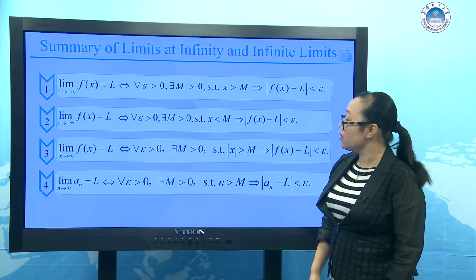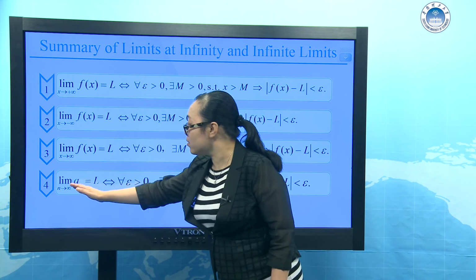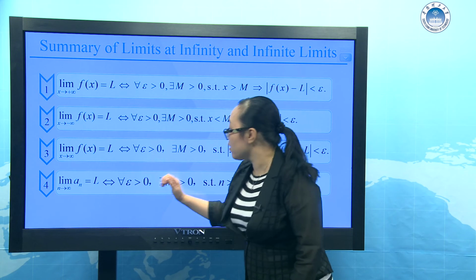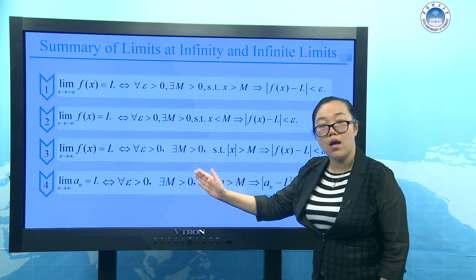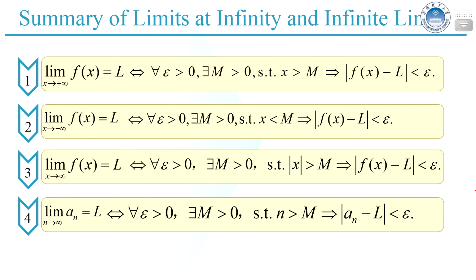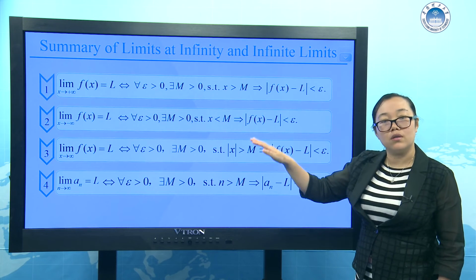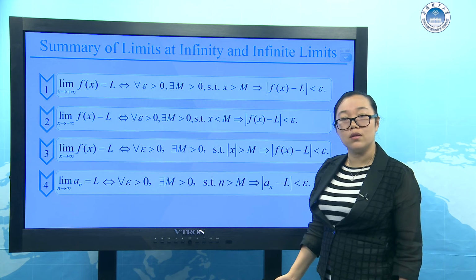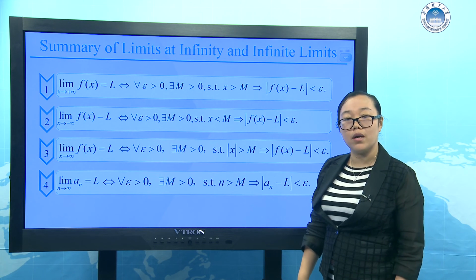Look at case 4. The limit of a_n as n tends to infinity equals L. For any epsilon, there exists a capital M such that n tending to infinity means n less than capital M, such that the absolute value of a_n minus L is less than epsilon. Try to understand the four definitions, the four equivalent conditions, and how to find our epsilon and capital M.